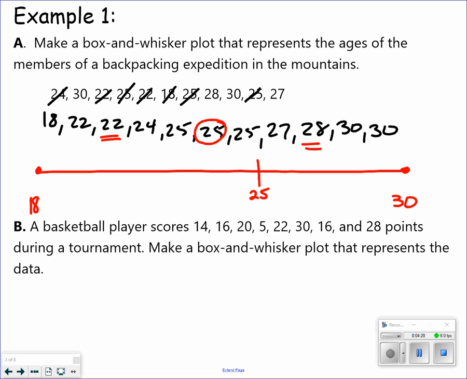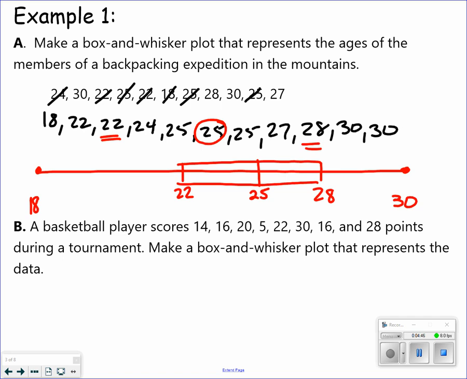18, 19, 20. So about here would be about where 22 would be located. Here would be about where 28 would be located. So this is where the box would occur. And again, I did not do a very good job here, and I'm sure the other teachers who are looking at this video are going to cringe a little bit. But ultimately, I'm just labeling the box and whisker.